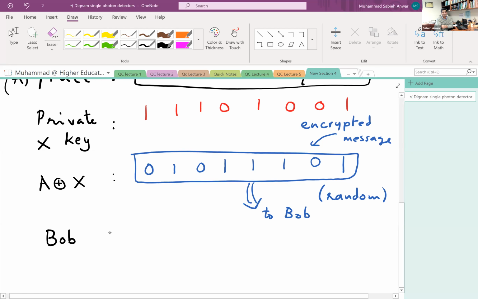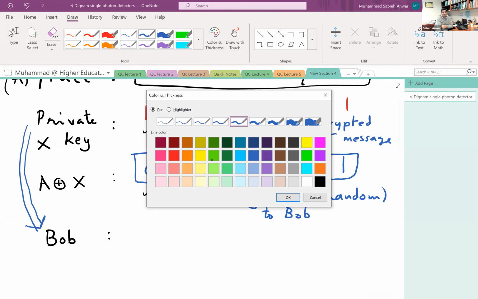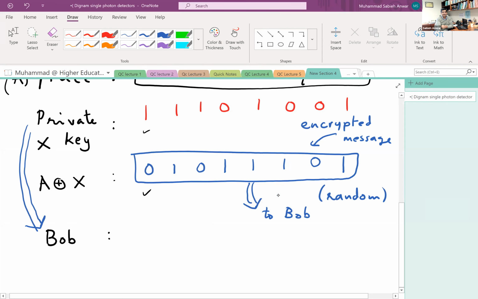and takes the exclusive OR of the message with the key. Now, the key has been shared between Alice and Bob. It's a private key that Alice made, and it is shared on a private channel with Bob. Remember that this private key is also shared with Bob. So Bob gets a copy of the key as well. So what is the result of the exclusive OR of the key with the message?